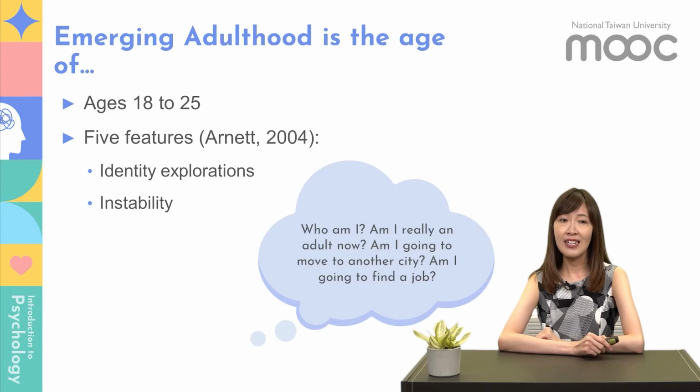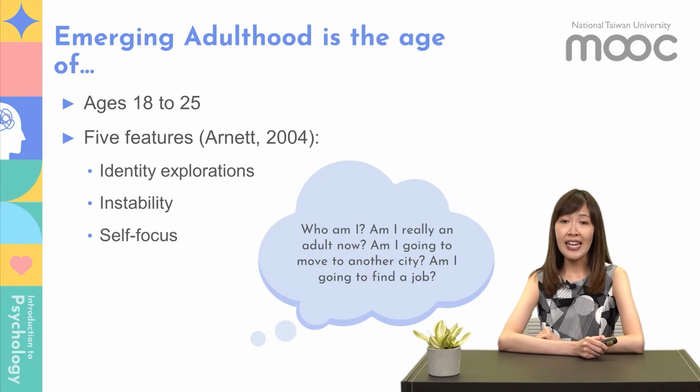In addition, it's the age of instability. Well, during this time, college students may change their major several times, and they may have different part-time jobs as they get prepared for their future career. So their lives are usually not stable at this time.